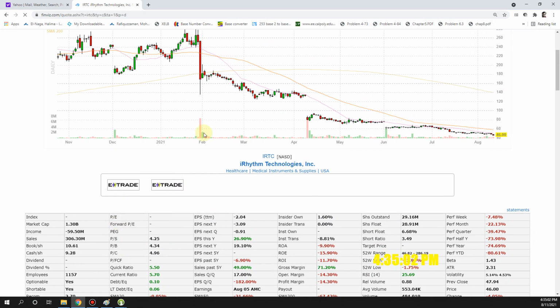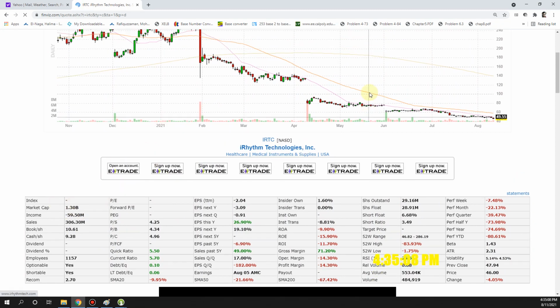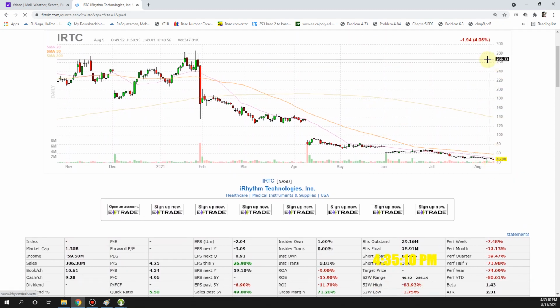Overall, now let's just do it real quick. The fundamental of this company is crap, right? You think about it. $1.3 billion. Well, before it was like what? $200 stock, like 4 times.